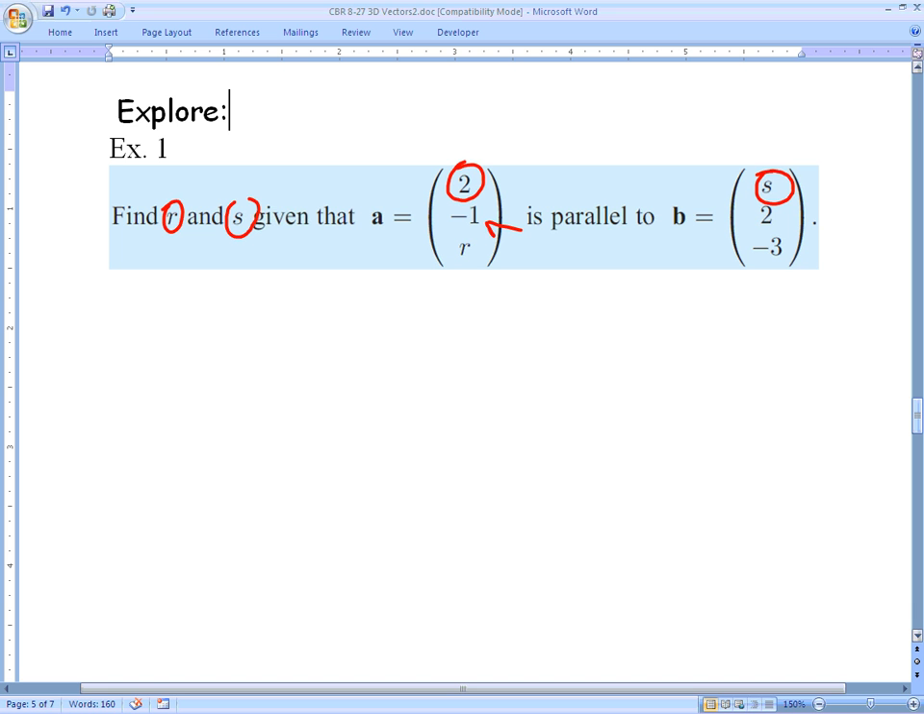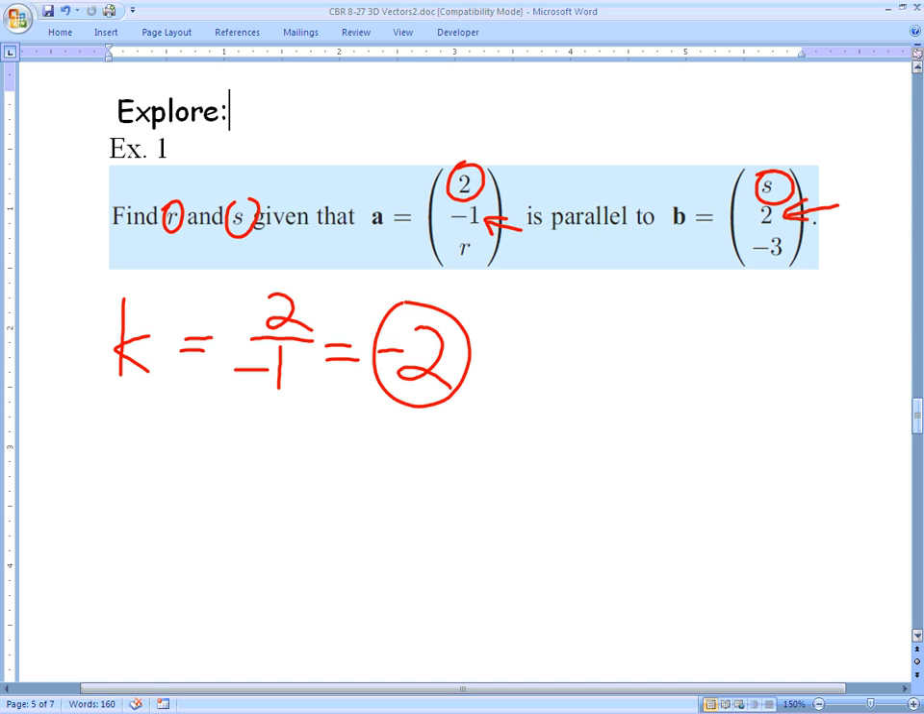But if I look at the second component here, the Y components, I have to think, how could I turn a -1 into a 2? If you're unsure, just divide. 2 divided by -1 turns into a -2. So I know that my scalar or constant is -2. And if I multiply a -2 by any of the components here, they should turn into my B components.